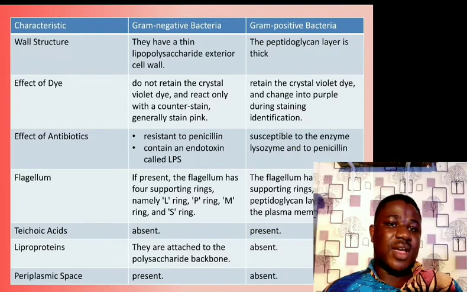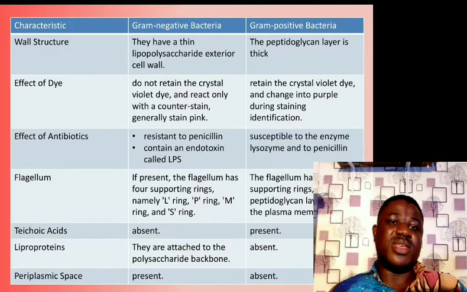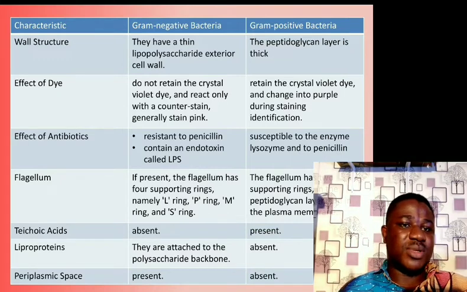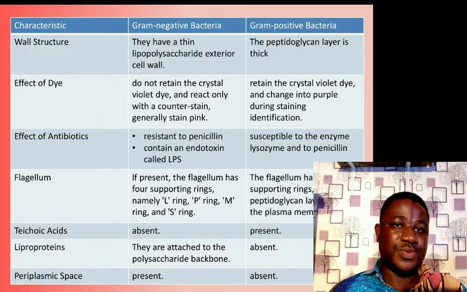In terms of antibiotic resistance, gram-negative bacteria will generally be resistant to penicillin because they contain an endotoxin called LPS, and gram-positive bacteria are susceptible to the enzyme lysozyme and also to penicillin, so they cannot withstand lysozyme and penicillin.